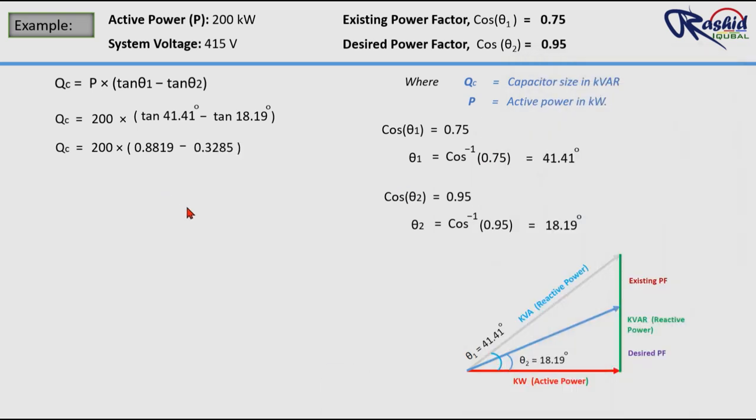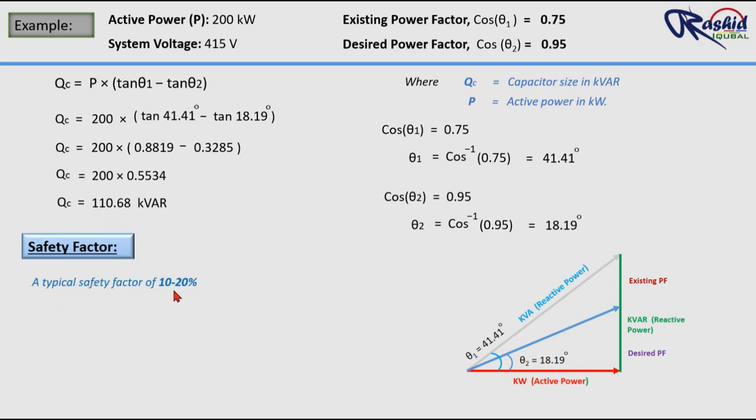After solving this equation, we got 110.68 KVAR. So this is the capacitor size value. But it is advisable to include a safety factor to ensure reliable operation. A safety factor of 10 to 20% is added to the KVAR to ensure good system performance.